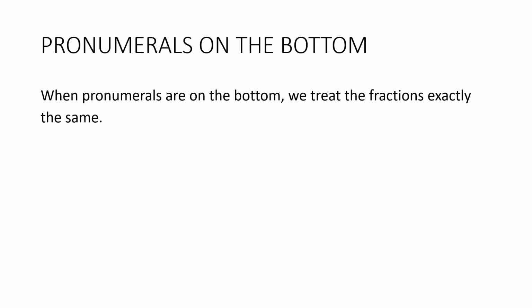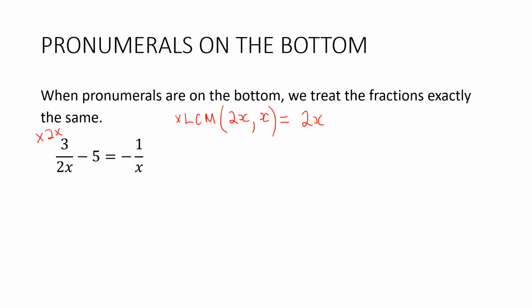Now when the pronumerals are on the bottom, we do exactly the same thing. It looks a little different, doesn't it? We normally have x's up here, but we're going to do the same. We're going to multiply every term by the lowest common multiple of those denominators, so 2x and x. Now we need something that 2x goes into, that x also goes into, and that has to be 2x. Just think about it. 2x goes into 2x, x goes into 2x. You could multiply everything by 2x squared. You'd just have to cancel more. All right, so times 2x, times 2x, times 2x.